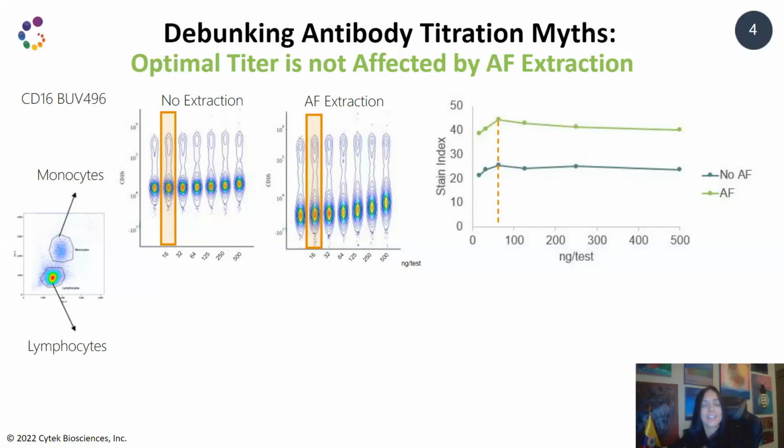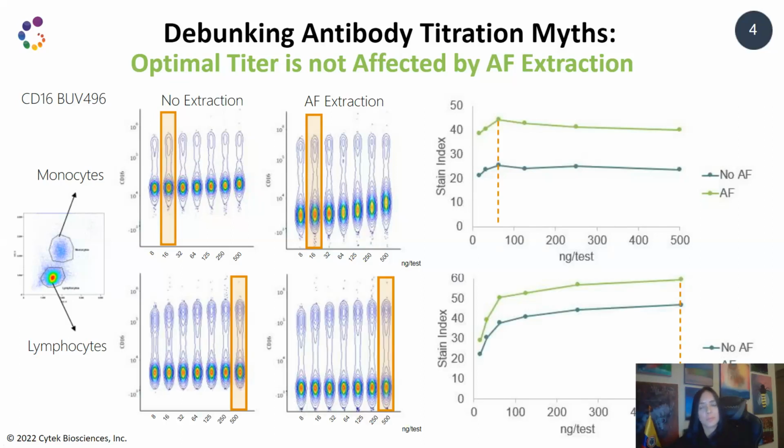That's reflected in the stain index curves. We are seeing light green on top is when we extracted autofluorescence: higher stain index values, higher resolution, as expected and clearly seen on the plots. But when we define optimal titer based on the curve, based on the saturation point, that's exactly the same. So AF is not important for the optimal titer, but it is for resolution.